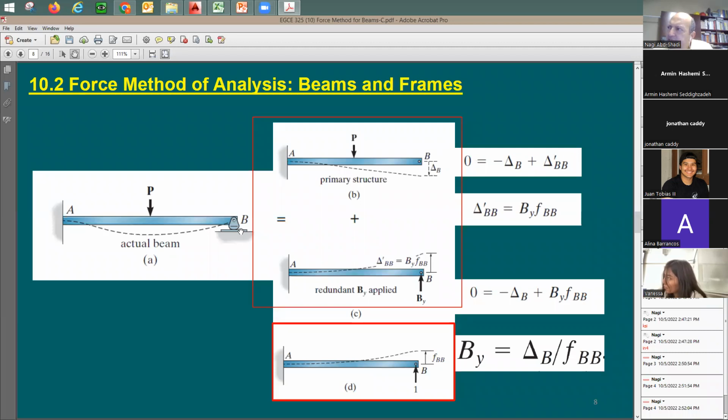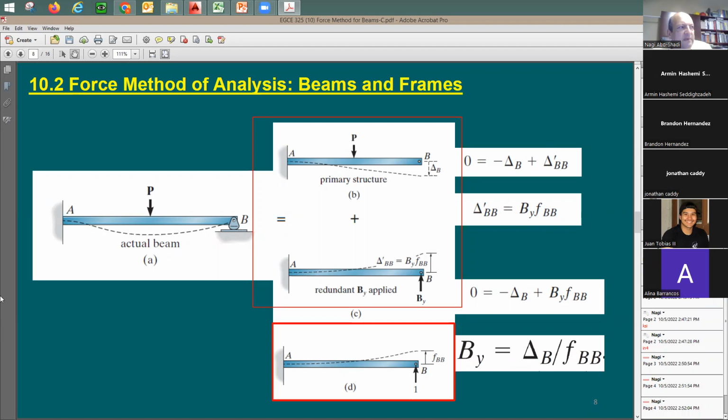Does it make sense to the concept, or should I repeat? Hey, Brandon, are you there? Yeah. Can you help me, please? Can you explain what I just explained to the group, if you may, please?